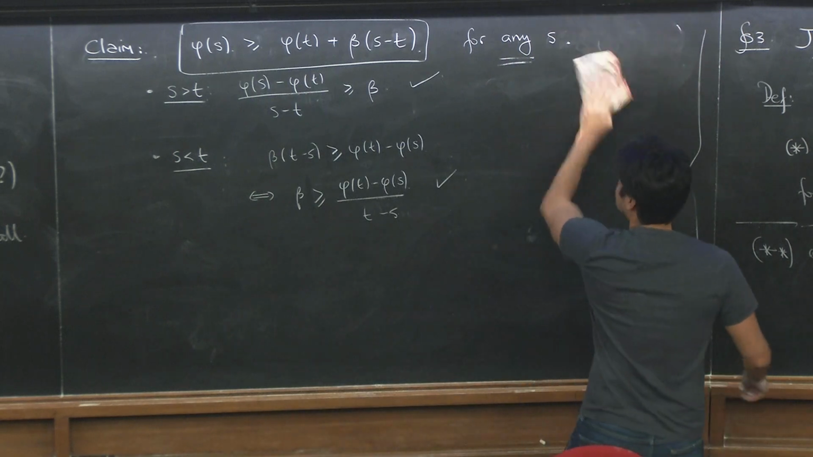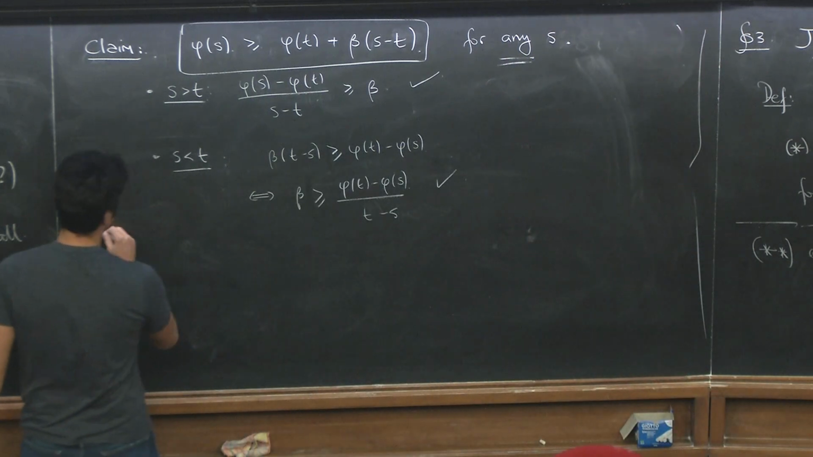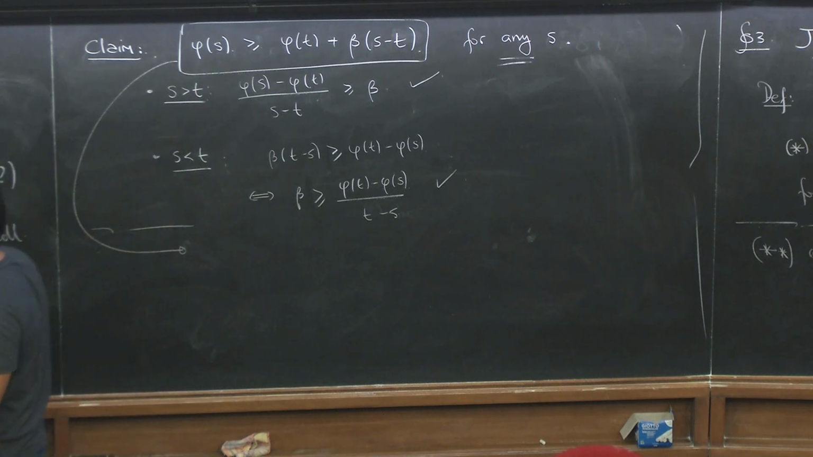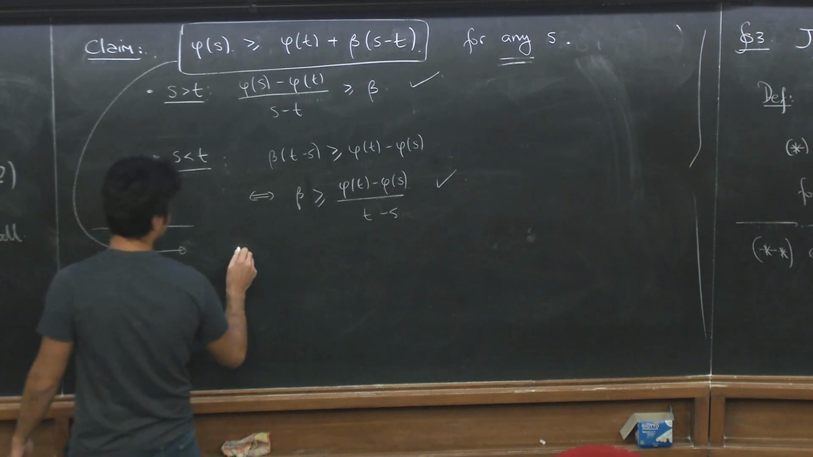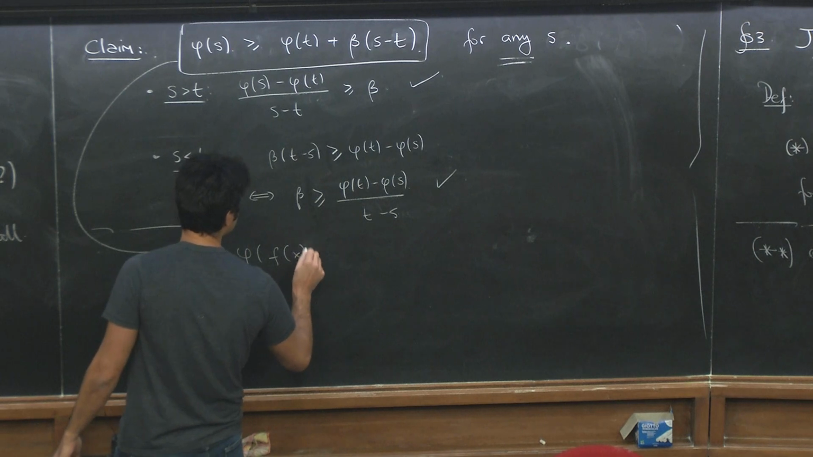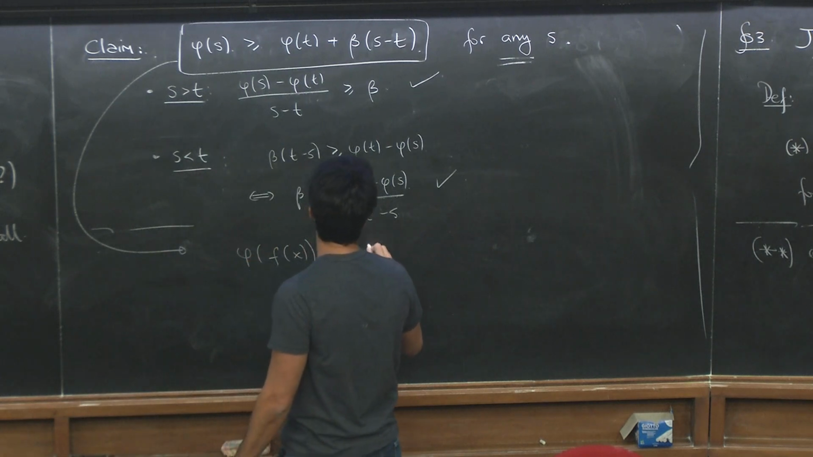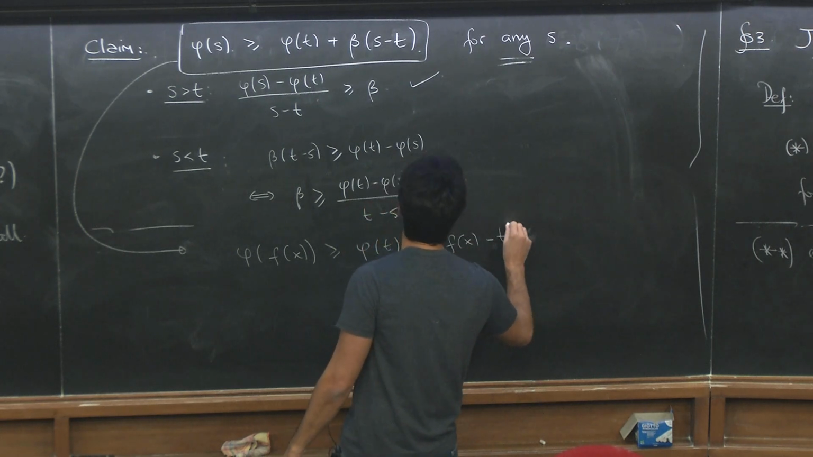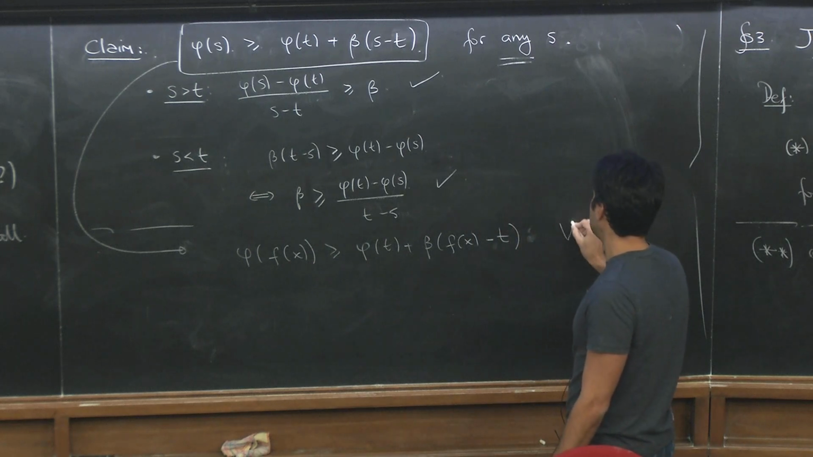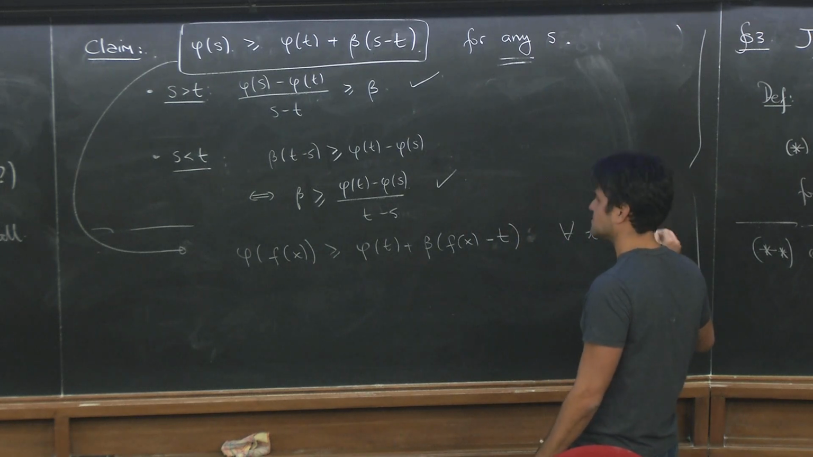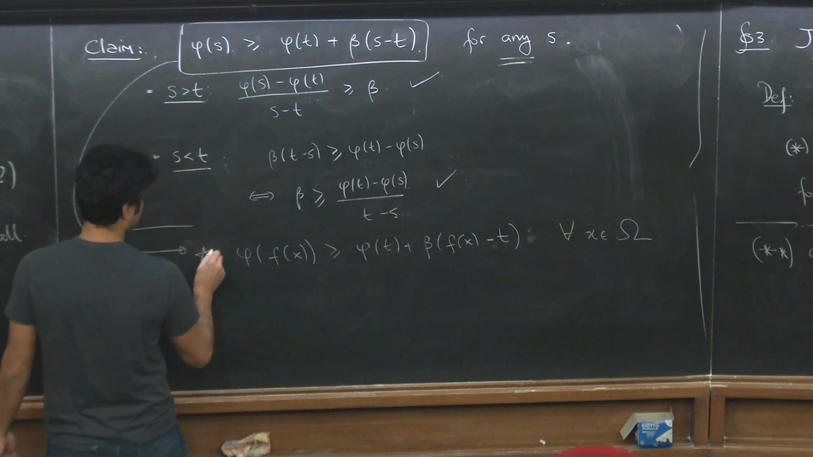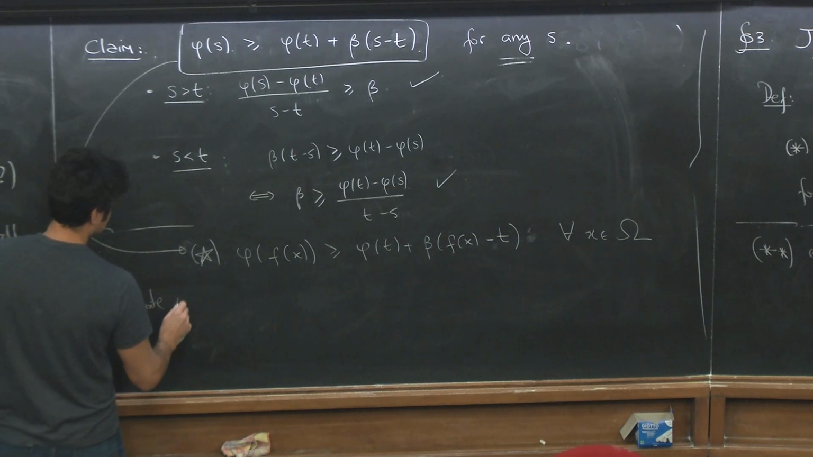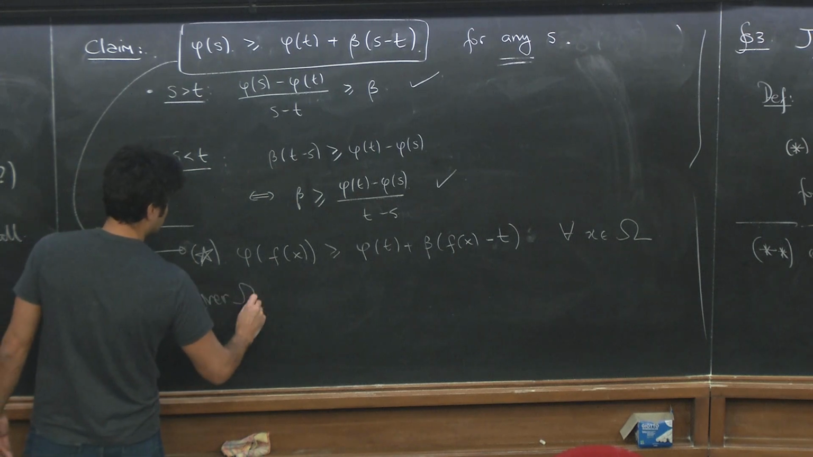Not calling this star. So what I want now is, so this thing implies, now I put s as any f of x. So I have phi of f of x bigger or equal than phi of t plus beta times f of x minus t. Okay, and this holds for any x in your domain. This is what you call star. And now what you do is you integrate star over your domain.